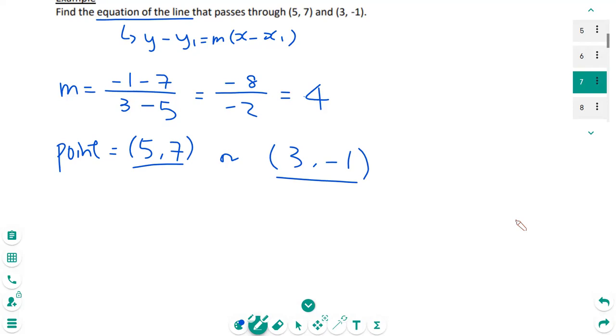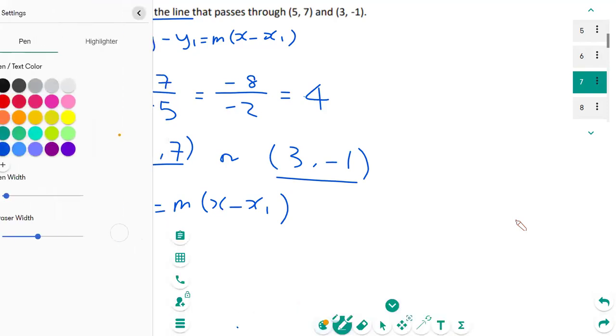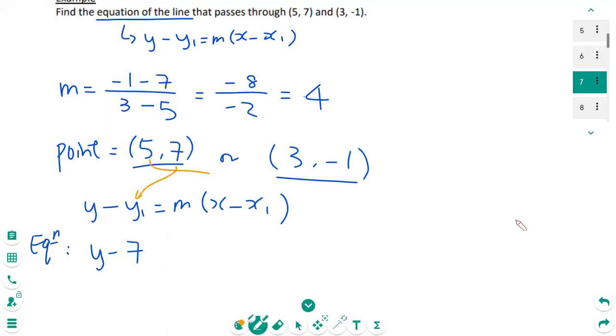So I'm going to use y minus y1 equals m(x minus x1). Here's the equation, EQN being short for equation. So y minus y1, which is 7, so that y1 goes in here, and that's x1 going there.